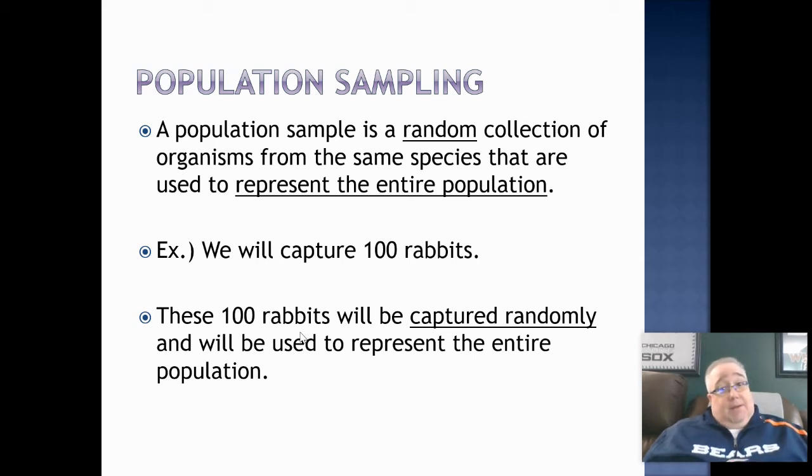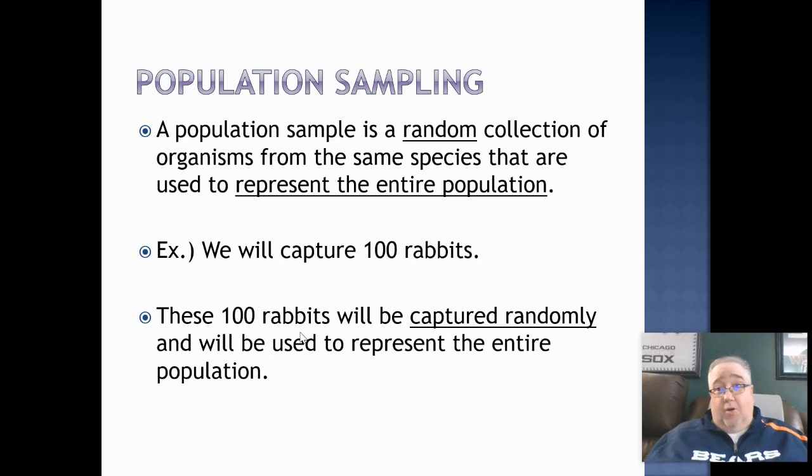Now, there might be 5,000 rabbits in Crown Point. So this little tiny sample, does it really represent the whole population? No, it doesn't, but this is the best way that we can do it. But you can probably see why a larger sample would be more accurate. If we went out and captured 3,000 rabbits, our data would probably be a lot more accurate than maybe only capturing 100.